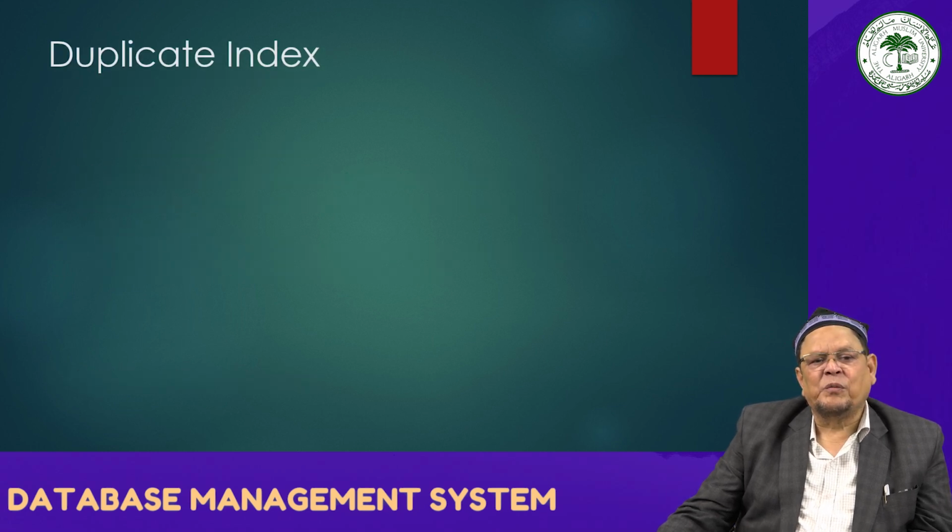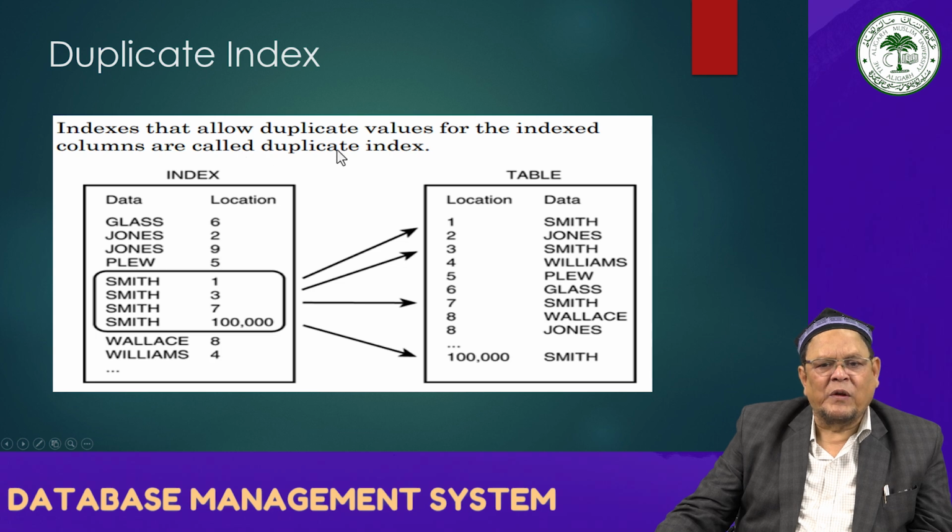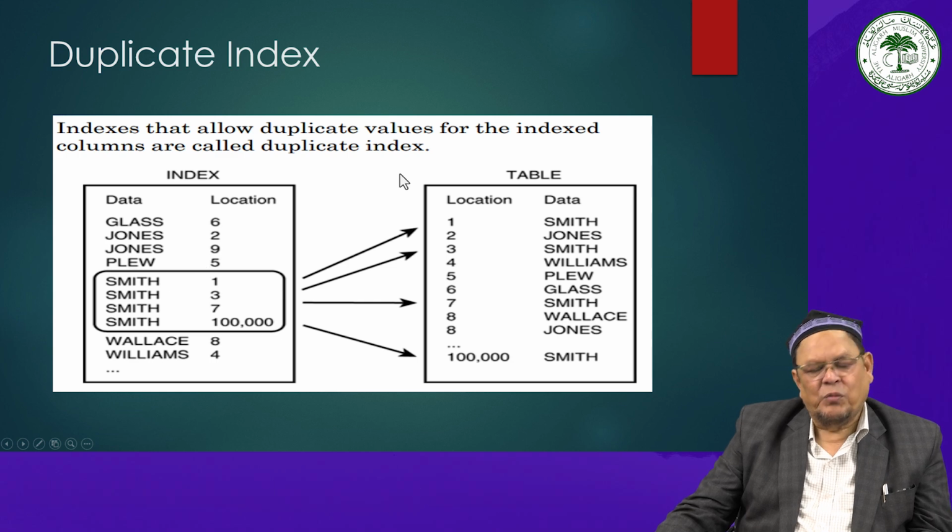Then the next is duplicate index. On the screen, you can see that indexes that allow duplicate values for the index column are called duplicate indexes. Here you see the Smith, and here the duplicate. So this is called a duplicate index.